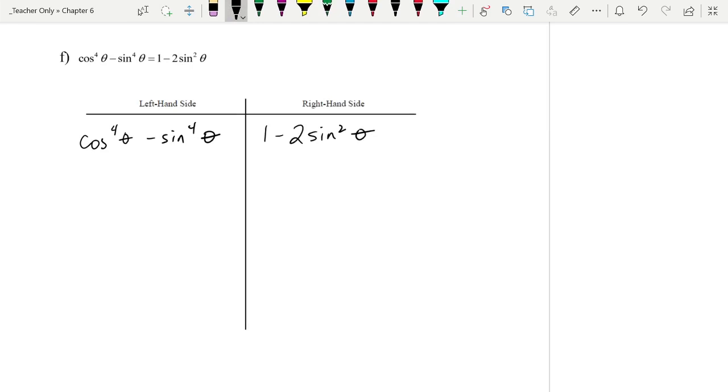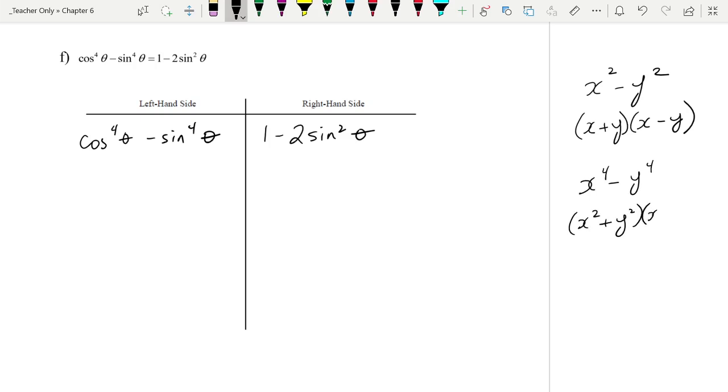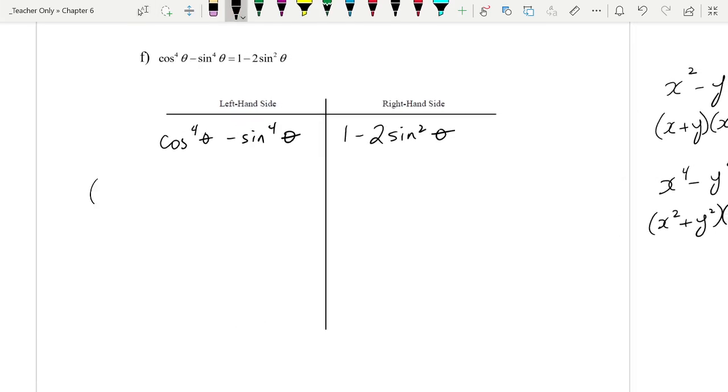Do I know something about x squared minus y squared? Yep. You should remember from grade 10 that when you factor a difference of squares, you get conjugate pairs. So if I had x to the power of 4 minus y to the power of 4, I'd get x squared plus y squared and x squared minus y squared. So that's what I'm going to do there. I'm going to change this to cosine squared theta plus sine squared theta and cos squared theta minus sine squared theta. There. Factored.